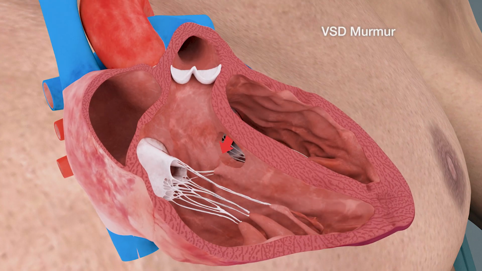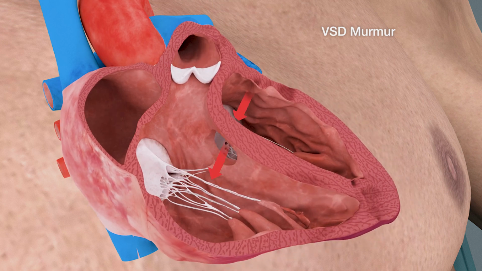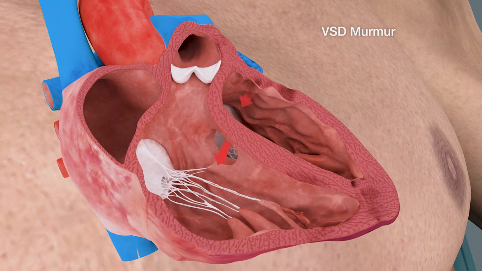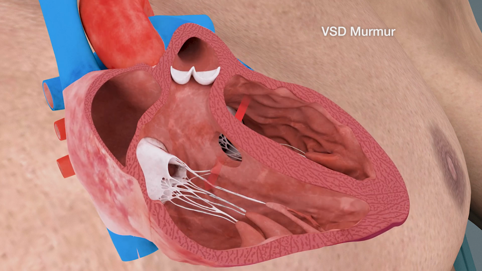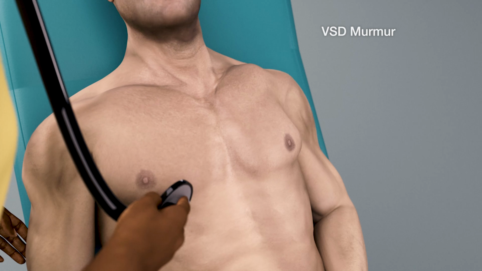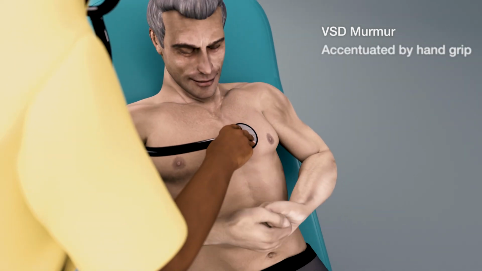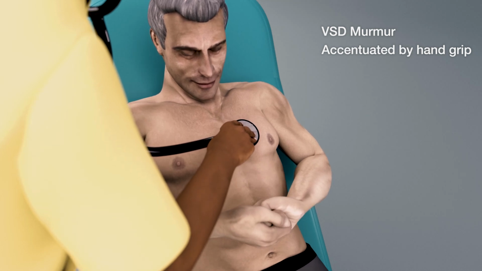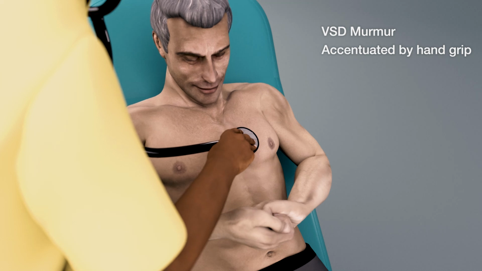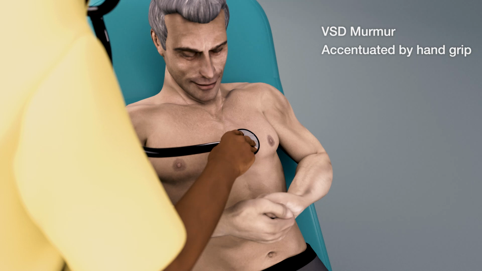Ventricular septal defects produce a harsh, high-pitched, pansystolic murmur loudest at the left lower sternal border, sometimes with radiation to the back. The murmur is not usually affected by respiration and can be accentuated by hand grip. The smaller the defect, the louder the murmur due to high pressure shunt and more turbulent blood flow. The murmur can disappear with ventricular pressure equalization.